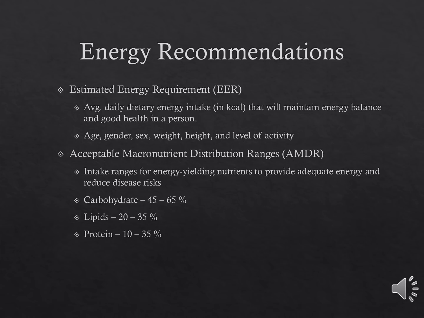Well, the AMDR recommends intake ranges for the macronutrients, ranges that provide adequate energy but also reduce the risks of chronic diseases. For carbohydrates, the range is between 45 to 65% of your total kilocalories. For fats, it's between 20 and 35% of your total kilocalories, and for protein, between 10 and 35%. Those are supposed to add up to 100%. So 100% of your energy, right? But coming from the macronutrients in those proportions.